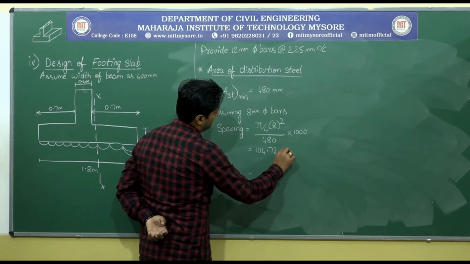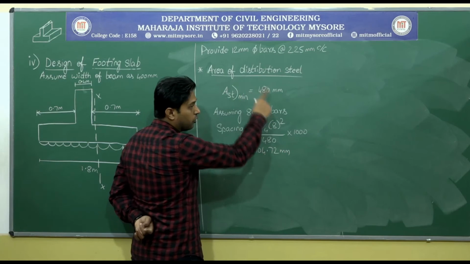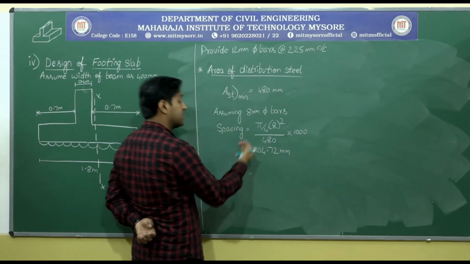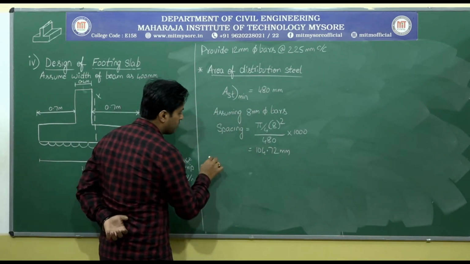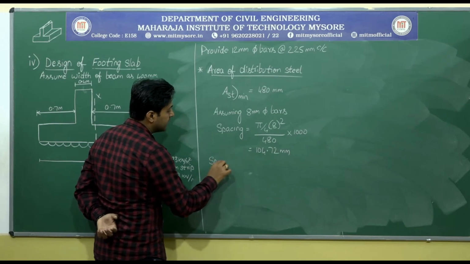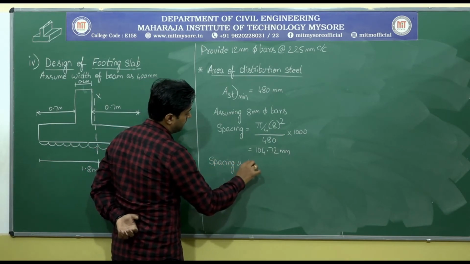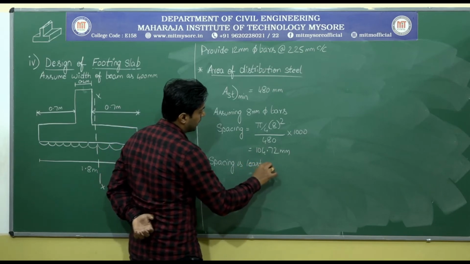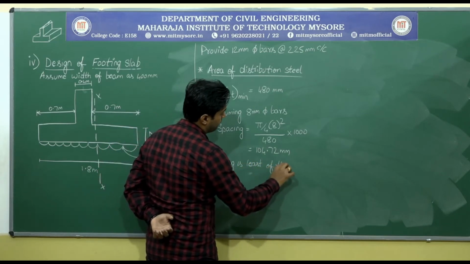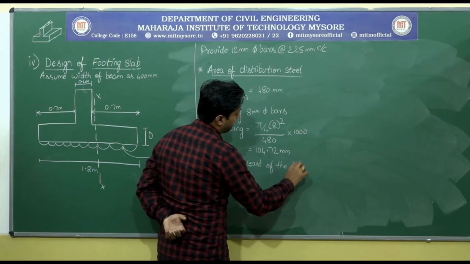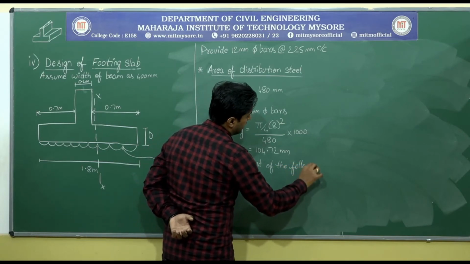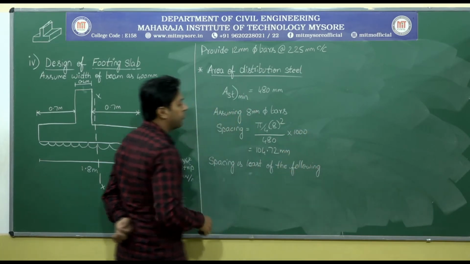104.72 mm. This is based on the code value, Ast minimum. Code suggests one more thing for the spacing. So what is that? Spacing is least of the following.